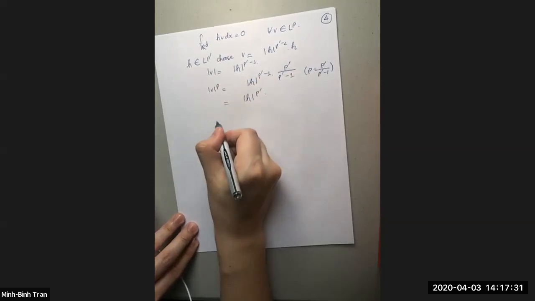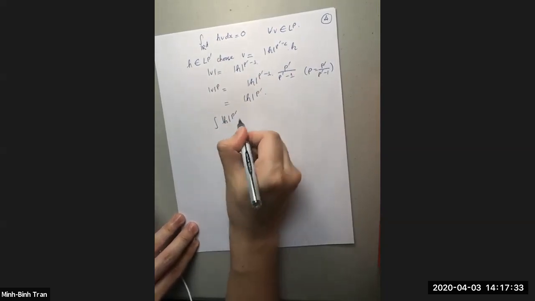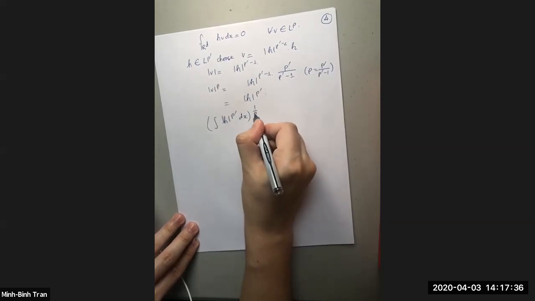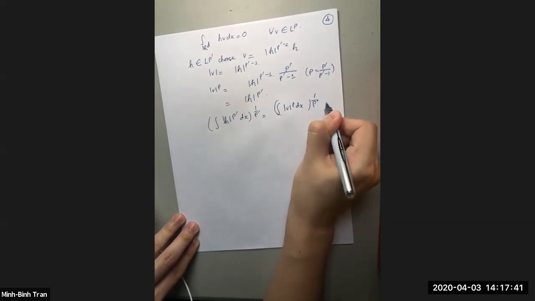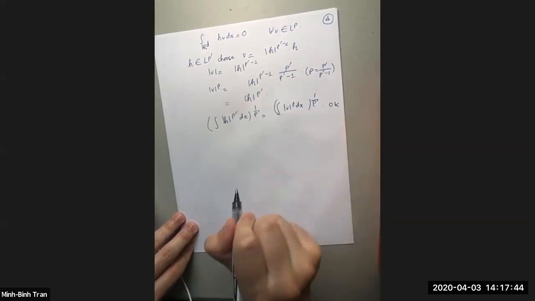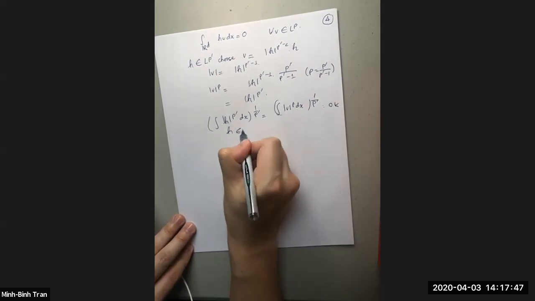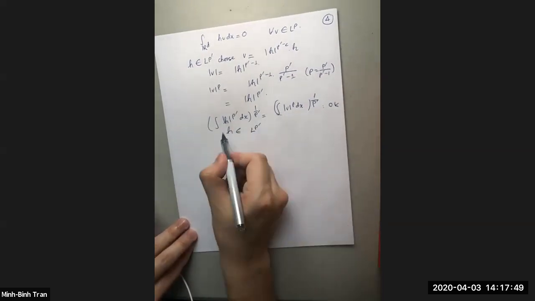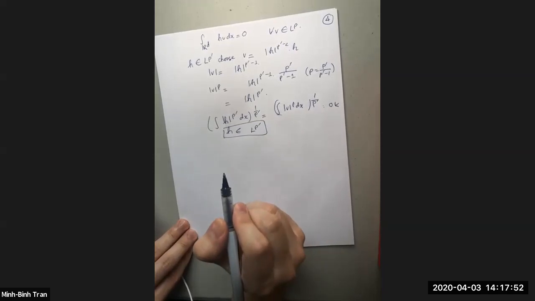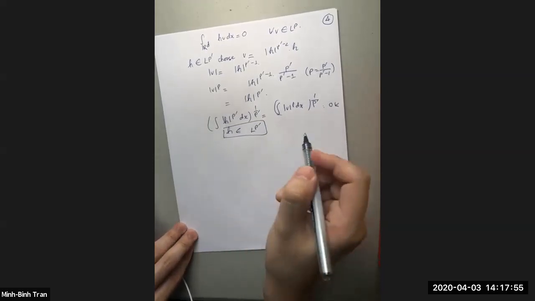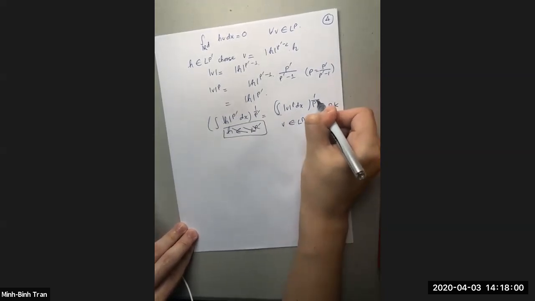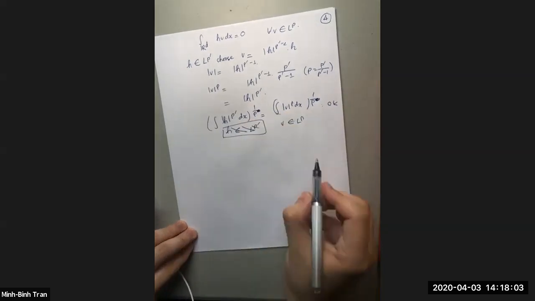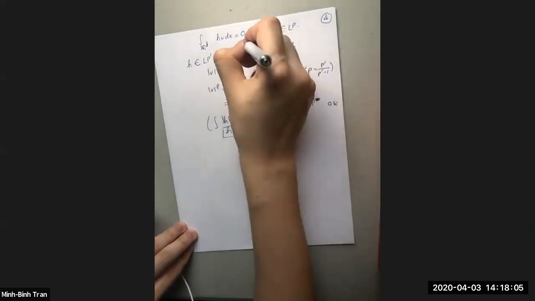Which means that the integral of H^(P prime) dx to the 1 over P prime will be the integral of H^(P prime) dx to the 1 over P prime, and this is okay. This is very fine. So H will be in LP prime. Sorry, V will be in LP. So this is 1 over LP. Right. So V will be in LP, which means that I can put it here.